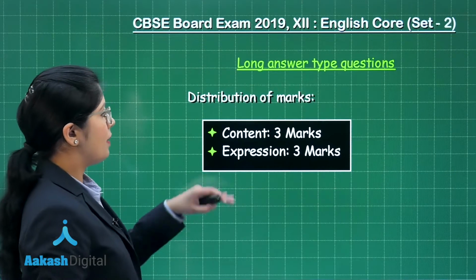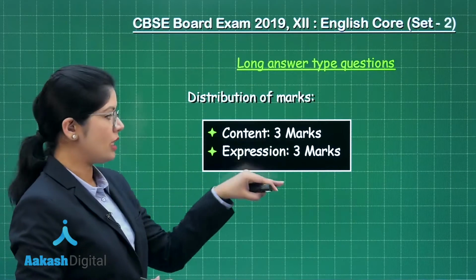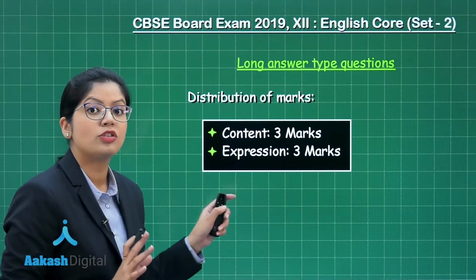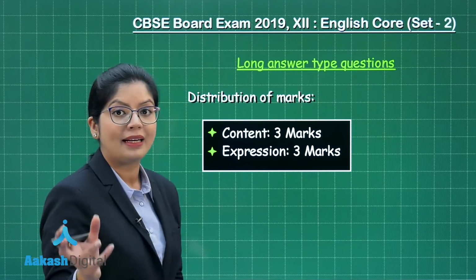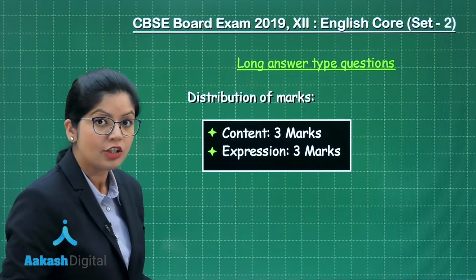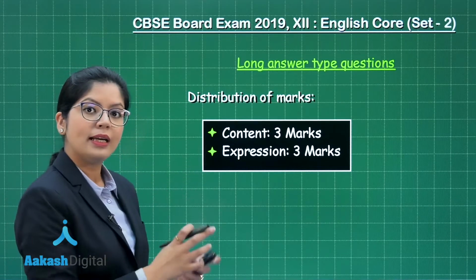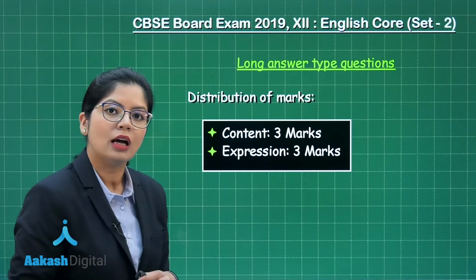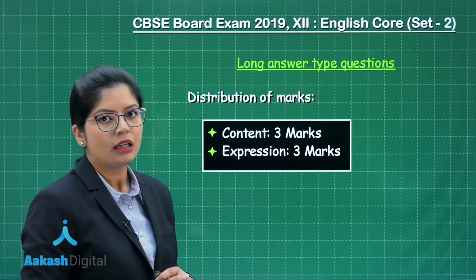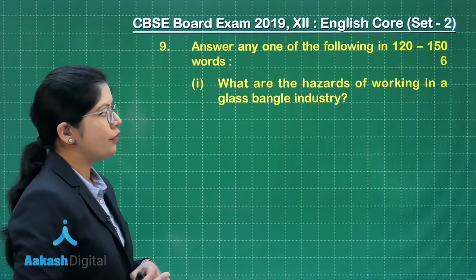How should I remember that? Content carries 3. Expression carries 3, equal distribution. Expression counts your grammatical accuracy, fluency, ability to write in correct English. Once you have kept this in mind, pick up your essential ideas based on the chapters prescribed and then frame the answer. Now, look at the first one.